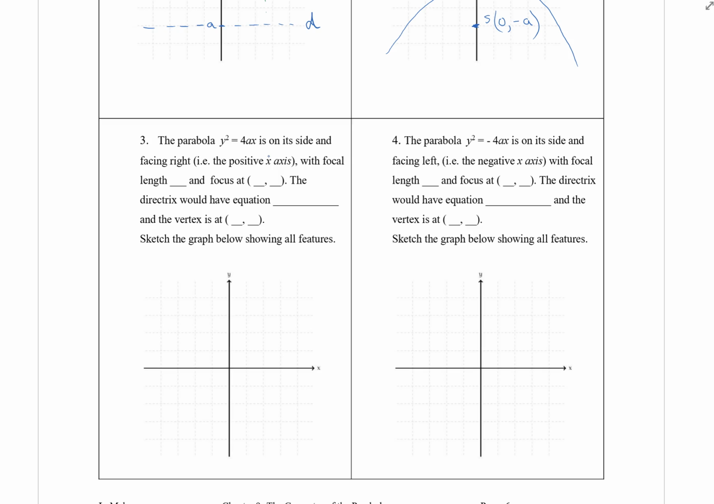So, do whatever you need to do. If you need to write that y squared, x to the power 1 is a parabola on its side, write it down. Put it in a summary. Do whatever's needed so that you can make the connection to that automatically.